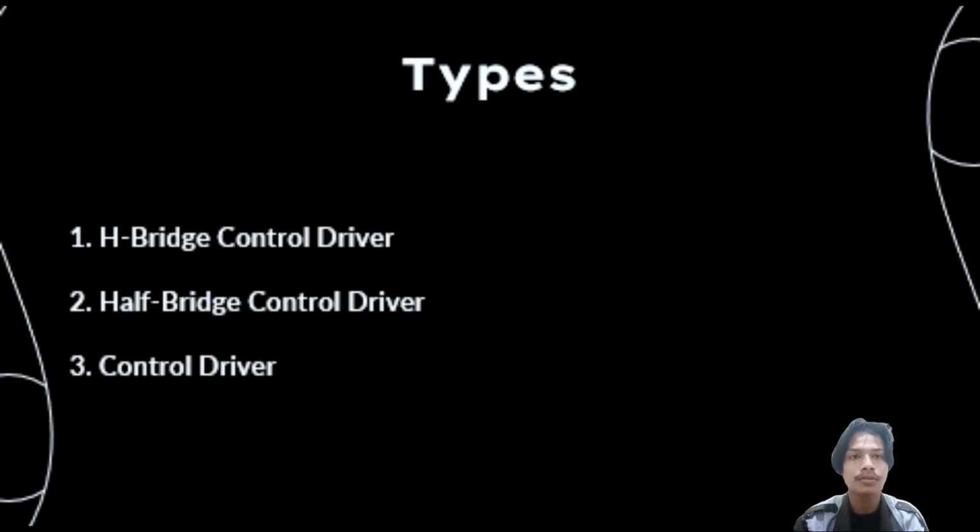Okay, types of DC motor control driver. Number 1, forward control driver. This type is for controlling the DC motor direction, forward and back. Number 2, brake control driver. This type is for controlling the DC motor direction, for rotation. Number 3, PWM control driver. This type manipulates the cycle of the carrying signal to arrange the speed and direction of the motor.